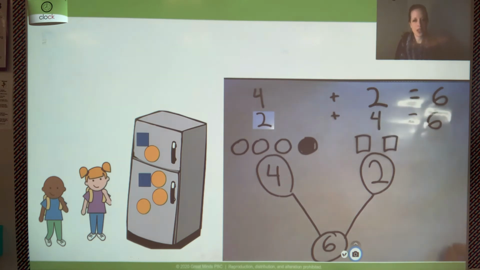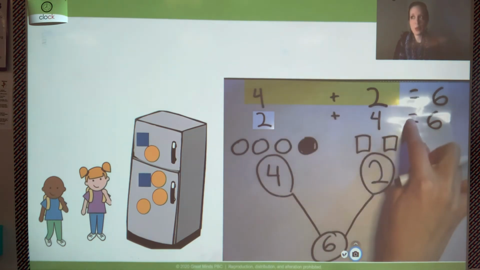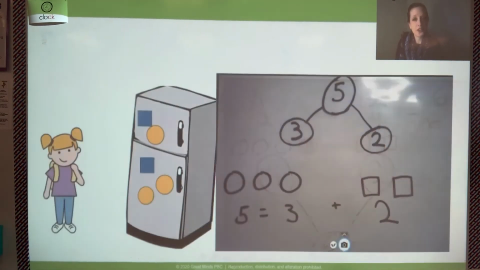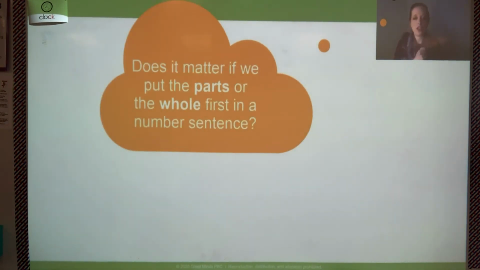Friends, for this story, we started with the parts and wrote 4 and 2 equals 6. But earlier, for the first story, we started with the whole in our number sentence and wrote 5 equals 3 and 2. Think, think, think. I wonder, does it matter if you put the parts first or the whole first in a number sentence?